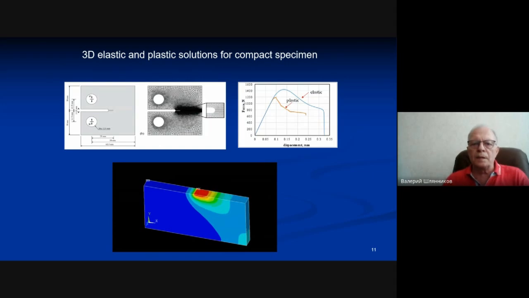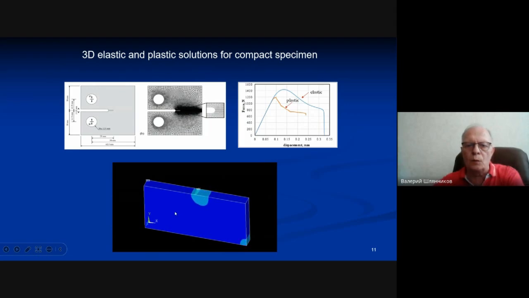This type of specimen is most popular in experimental fracture mechanics. In this figure, you can see the relationship between force and displacement for elastic and elastic-plastic solutions. This video shows the crack path in terms of the phase field damage parameter.